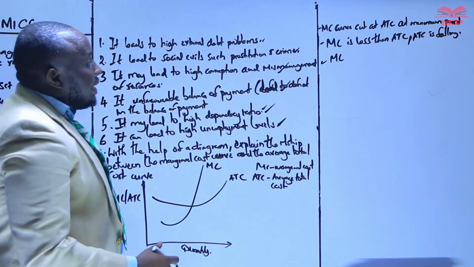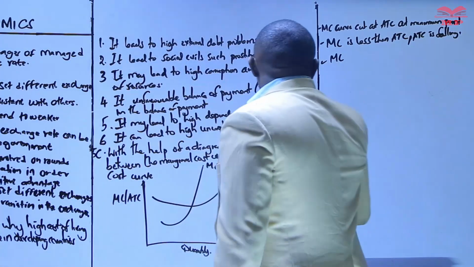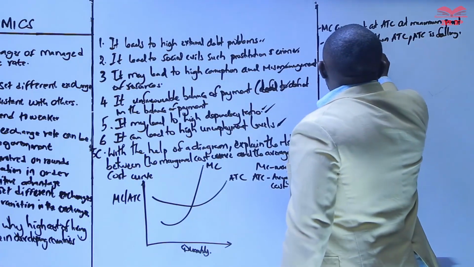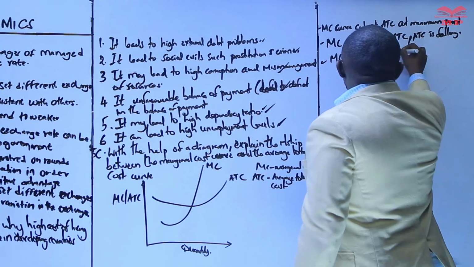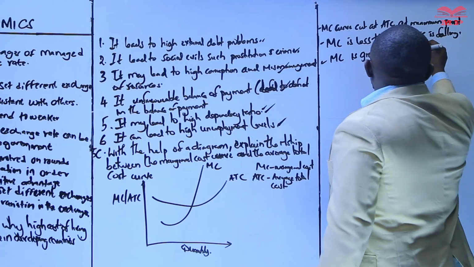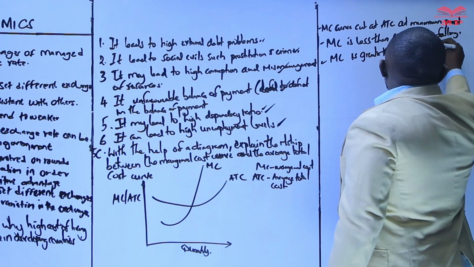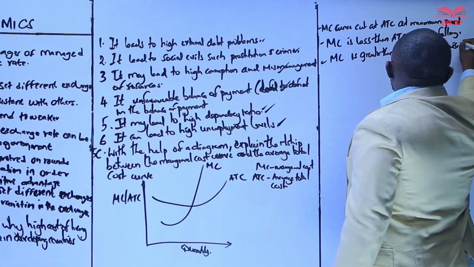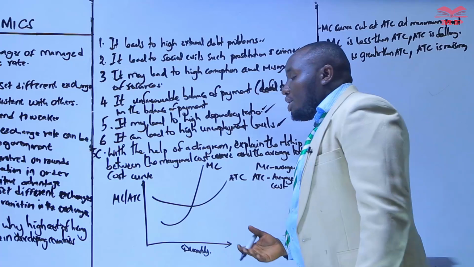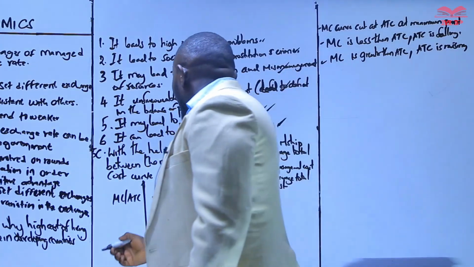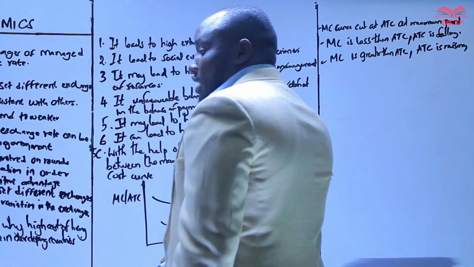So again, we're saying that MC, the marginal cost, is greater than ATC when ATC is rising. The marginal cost is greater than our average total cost when it is rising. And you can see that when it's rising, it is greater than that.